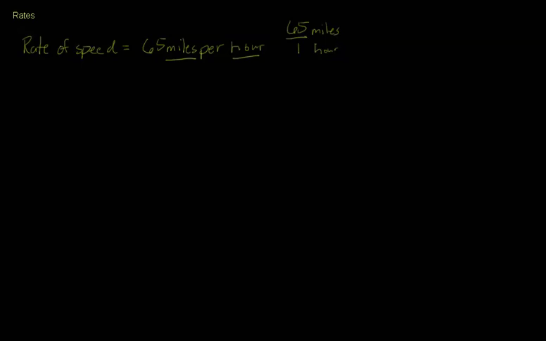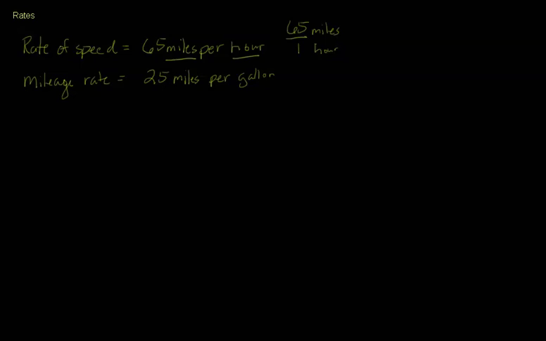So let's do another one, which would be mileage rate. So we talk about your gas mileage, so 25 miles per gallon, and that would be 25 over 1.